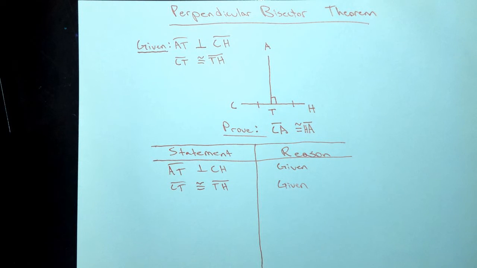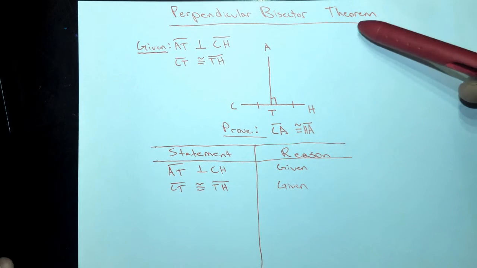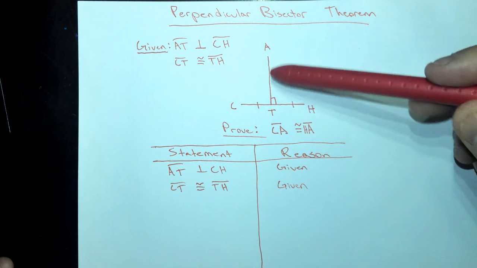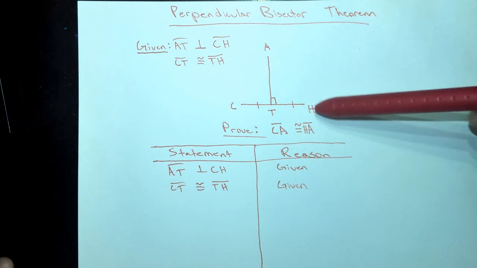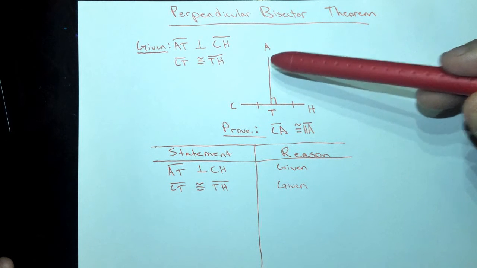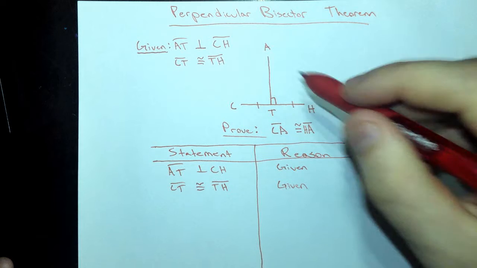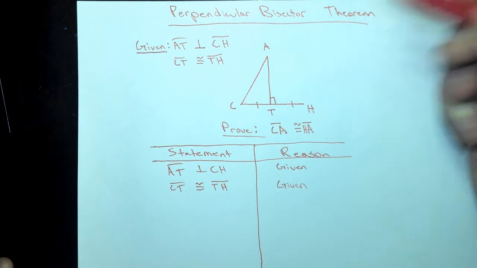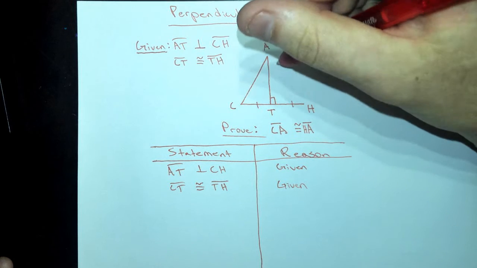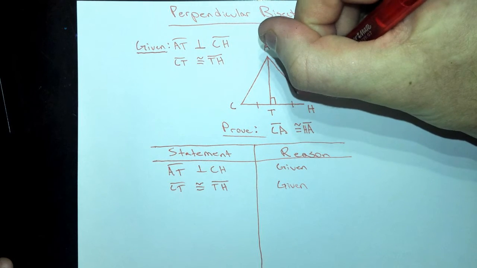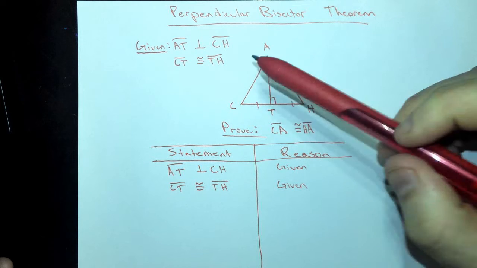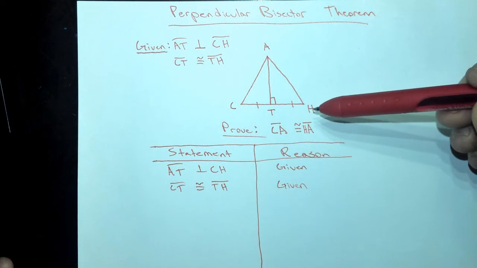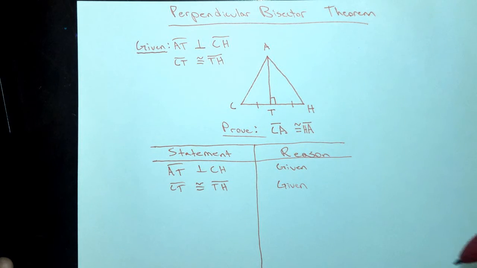Hello everyone, wanted to provide a quick proof of the perpendicular bisector theorem. So what this theorem says is that if you have a segment that has a perpendicular bisector, then from any point on that bisector to the end of the segment that's being bisected in both directions, these lengths are going to be congruent. Right, so I'm trying to prove that CA is congruent to HA.